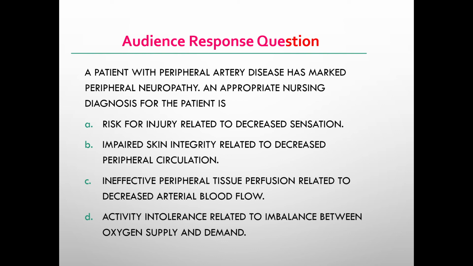So if there's not enough perfusion, oxygen, or nutrients to the neuron, there's going to be a loss of both pressure and deep pain sensation, and so they're not going to be able to feel. So the patient ultimately is not going to be able to notice extremity injury. Really think that neuropathy increases the risk for the patient to end up getting traumatic injury. So you can guess that it's going to be a risk for injury related to decreased sensation.